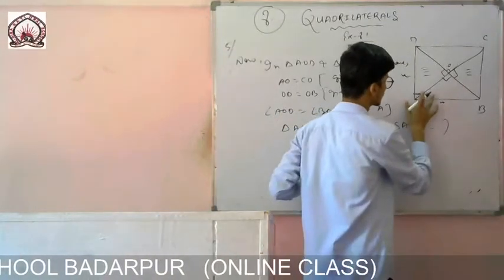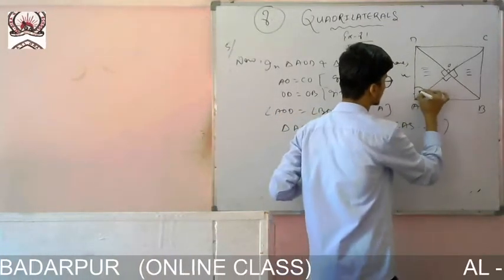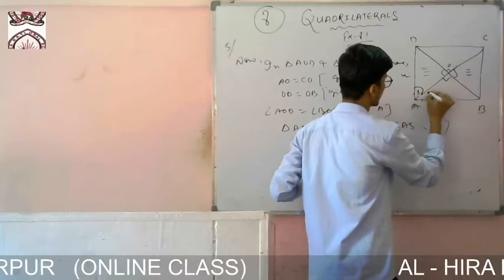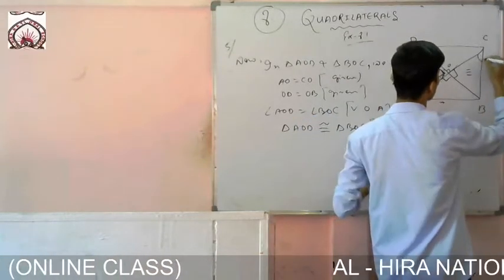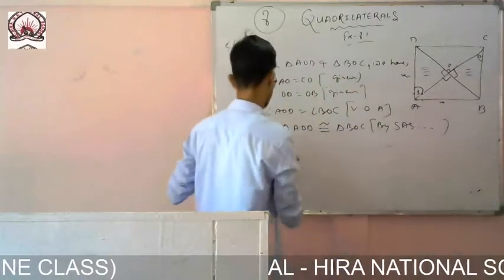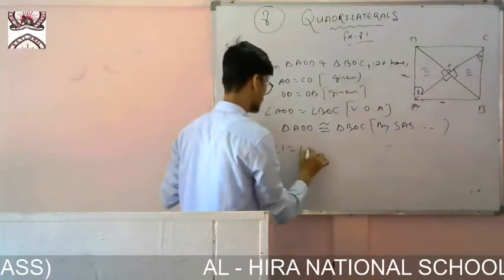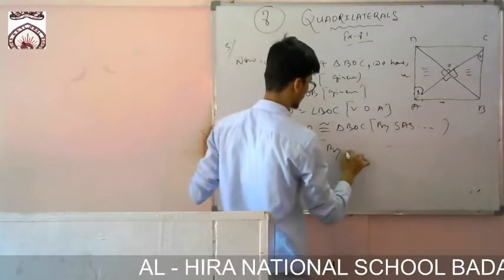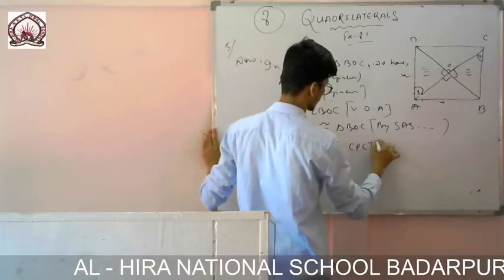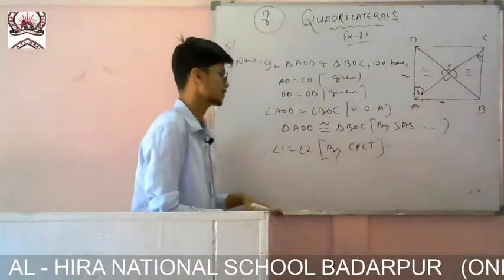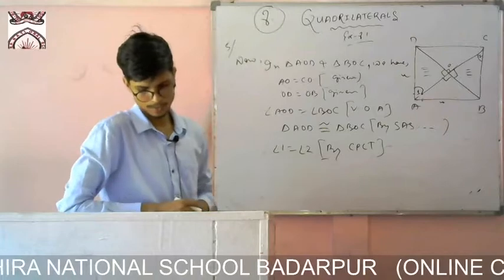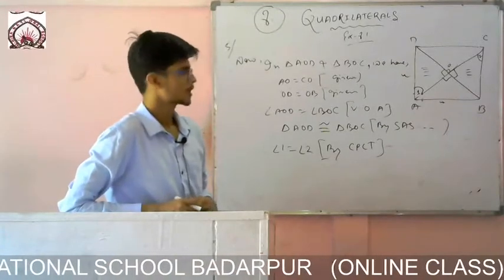So if these two triangles are congruent, then I can show that this angle, let me name it angle 1, will be equal to that angle, angle 2. Therefore angle 1 equals angle 2 by CPCT, corresponding parts of congruent triangles.